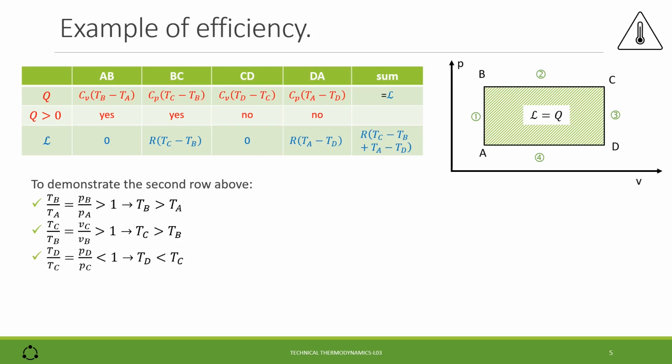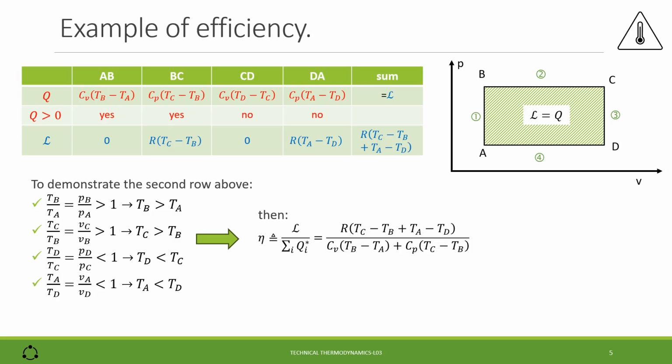In the same way, we demonstrate that the heat exchanged during the transformations CD and DA is negative. So we can build the equation for the efficiency that finds the work at the numerator, that is the sum of the works of the transformations BC and DA, because the remaining ones are 0, and the sum of the positive heat, also the heat exchanged along the transformations AB and BC. So we find this expression.